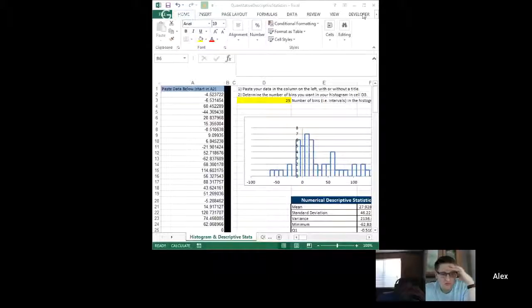Let's go with Excel. Is it showing up? I can see your histogram stuff. All right, that's not the one I want. It's weird. It's like not giving me an option to let me.